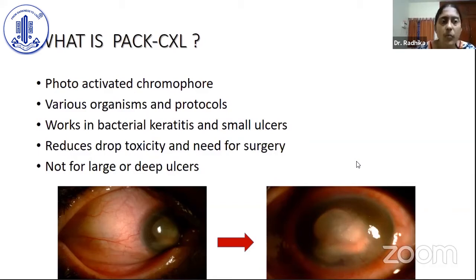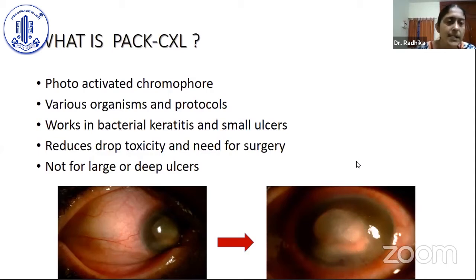When PAC-CXL works, it definitely would reduce the drop toxicity because of the compounded medication that we use for infective keratitis, and also it would mitigate the need for surgery. But we must remember that CXL of any form works on the anterior layers of the cornea. So when there are deep ulcers, they will not be affected by PAC-CXL at all.